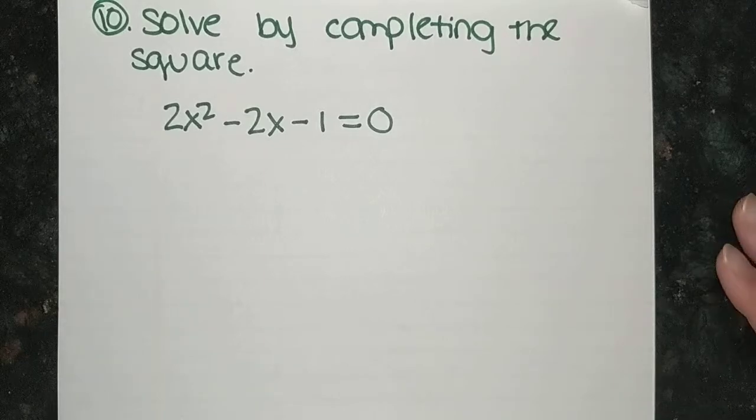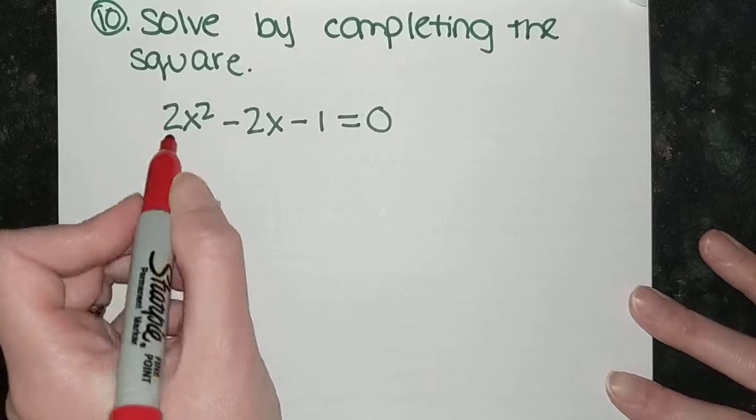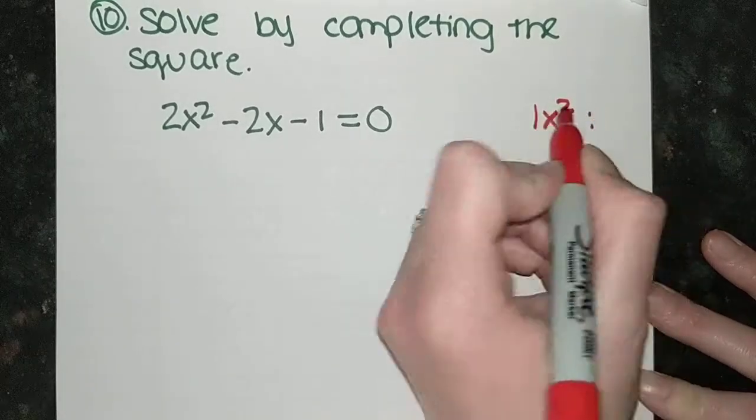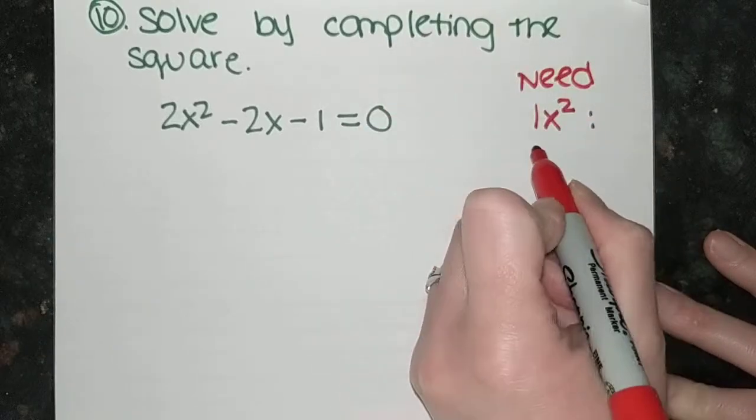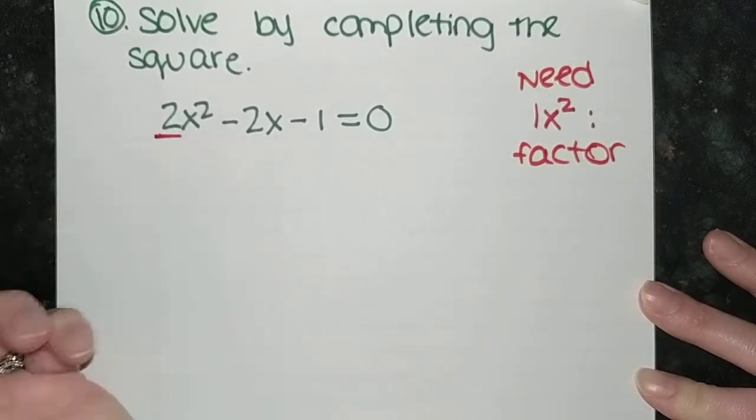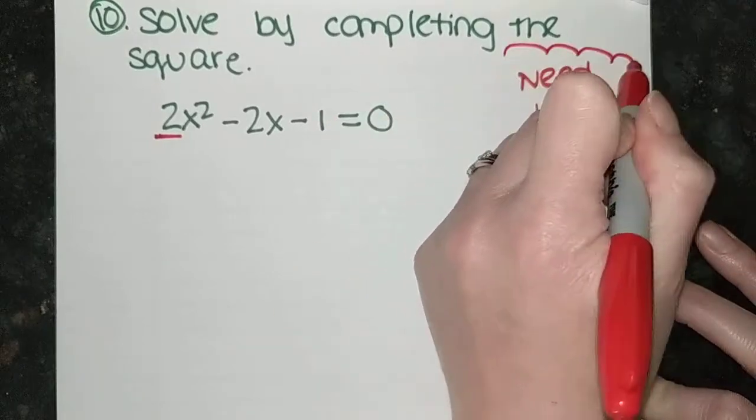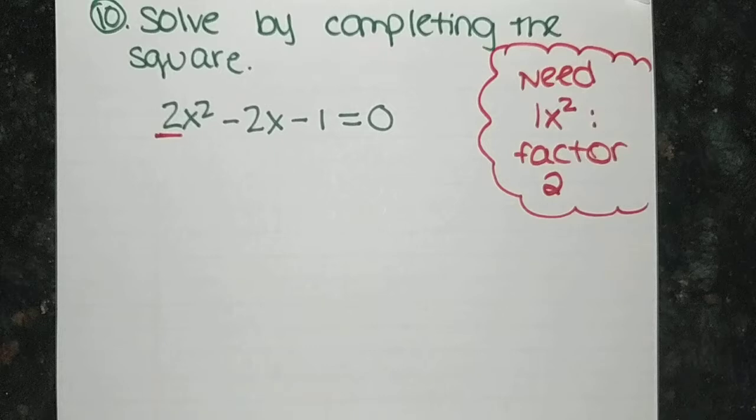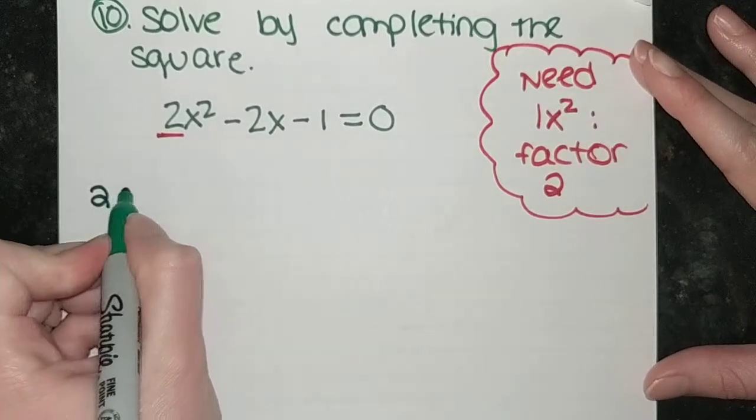The first thing that you have to do is you have to somehow translate this first term so that it looks like 1x squared. And the way that we're going to do that is we're going to factor out the coefficient that is currently on that x squared. So in this particular question, we would factor out the 2 coefficient. Okay, now it's going to look a little weird, but we're going to handle it here. So we factor out the 2.